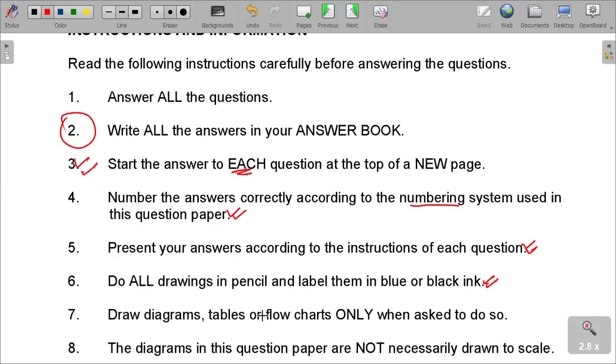Draw diagrams, tables, or flowcharts only when asked to do so. In our syllabus, we don't mark diagrams that are used to explain answers, so you should make sure that you only draw diagrams or tables if they are asked. The diagrams in the question paper are not necessarily drawn to scale. So that's one other instruction that you just need to take note of. Always read the instruction before answering the questions.